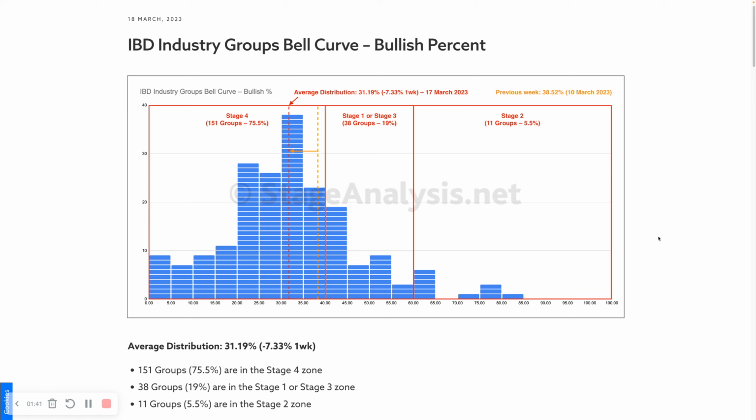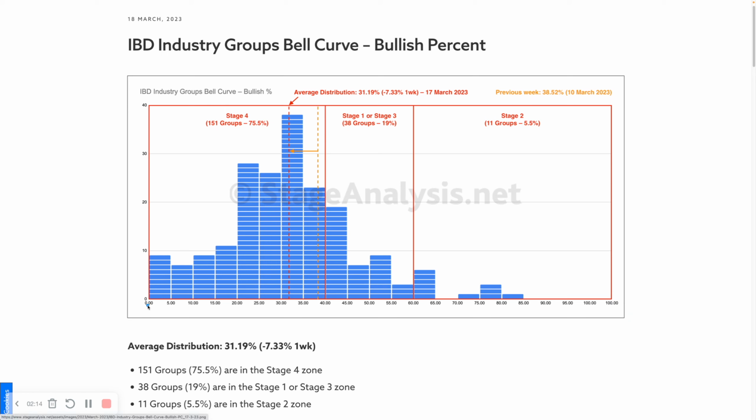So, IBD industry groups, bell curve, bullish percent, using the bullish percent scores for each of the groups. We get these from Investors Intelligence. They actually have 200 groups, which is 3 more than the MarketSmith IBD groups; I think they've got 197. So Investors Intelligence is doing their own thing with those groups a little bit, but it's been a consistent measure that we've been following throughout the course of the last year, and it's really useful in terms of showing the basic stages in terms of where they are.